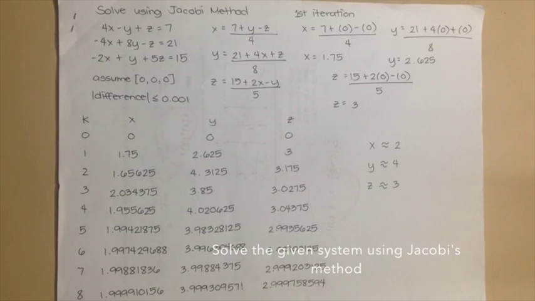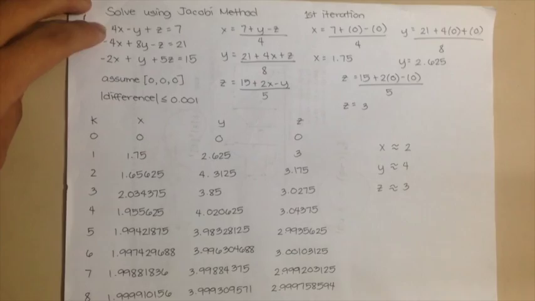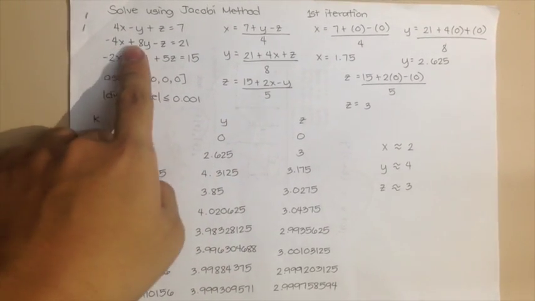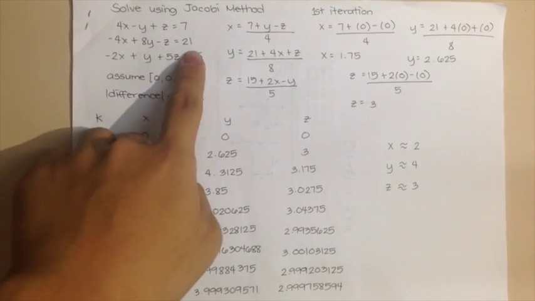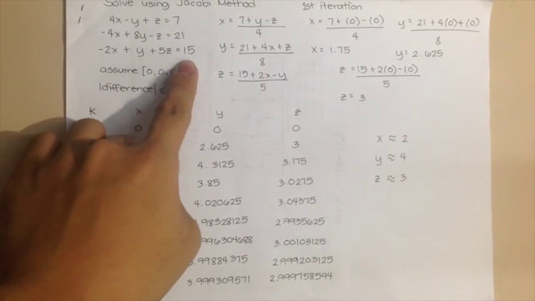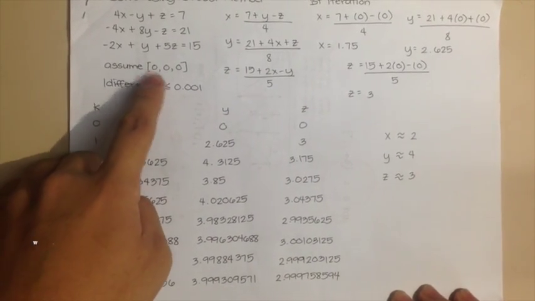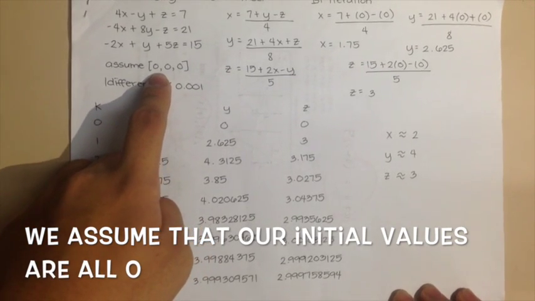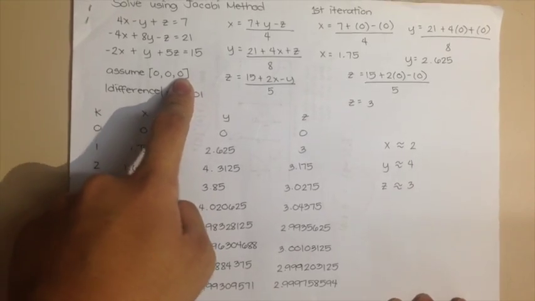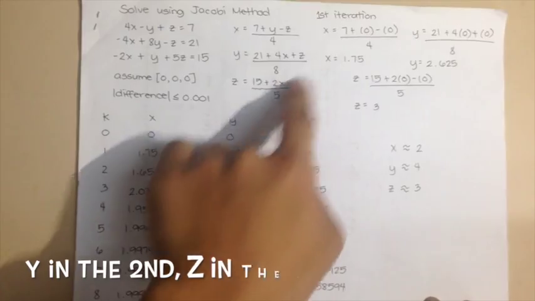Solve using Jacobi method. So here is the problem. 4x minus y plus z equals 7, negative 4x plus 8y minus z equals 21, and 2x plus y plus 5z equals 15. We are to assume that the values of x, y, and z at the 0th iteration are 0, 0, and 0. We substitute those values to our rewritten equations, which are these equations.